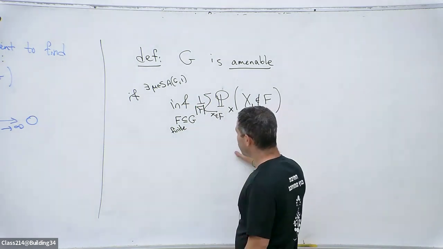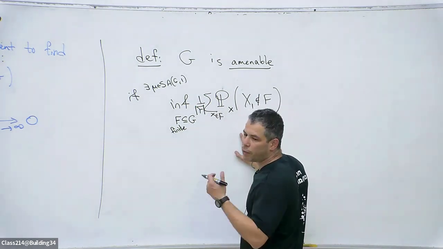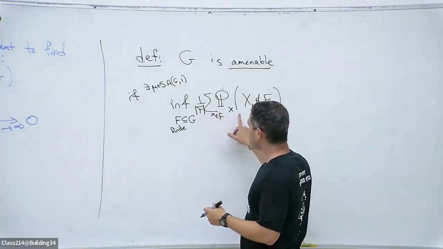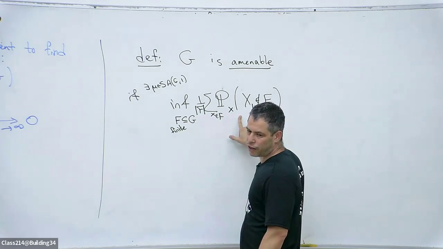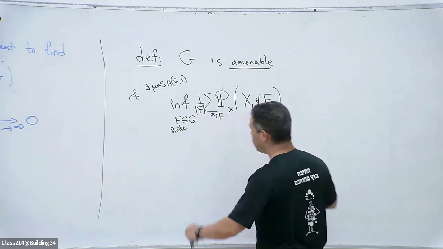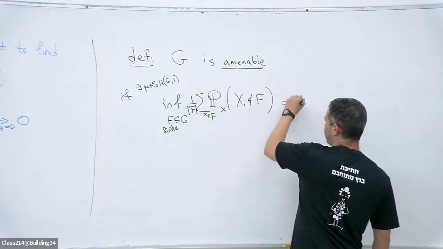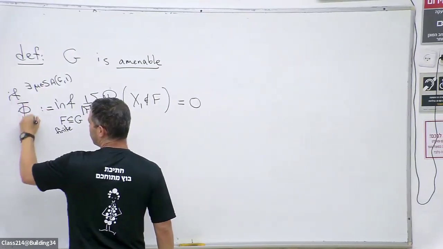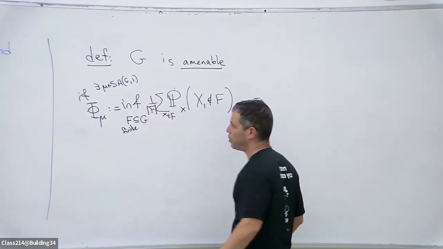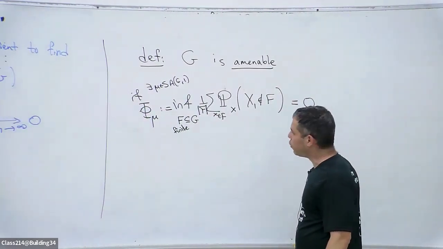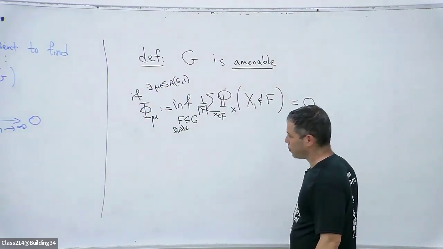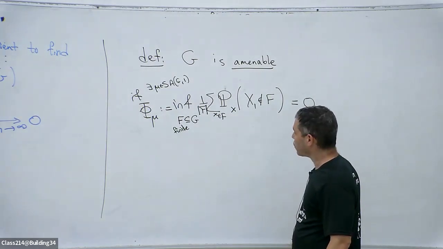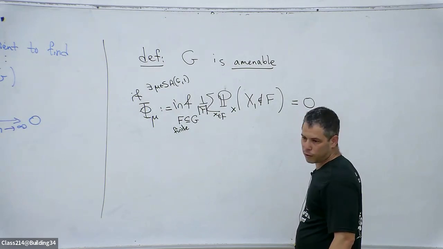Amenable groups are those for which you can find bigger and bigger sets, with bigger and bigger volume, so that their boundary does not grow as fast as the volume does. So if this is 0, and by the way, this is usually called the Cheeger constant, sometimes denoted big phi mu, then you say the group is amenable.